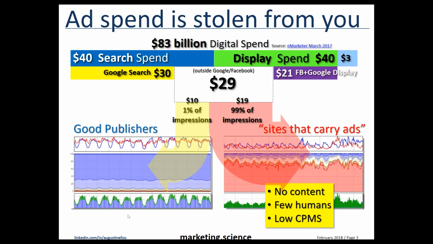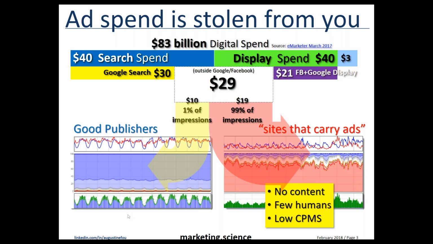Out of these, the search spend and the display spend, you'll see that Google takes up the majority of the search spend. That's the yellow. And on the right-hand side, you'll see that Facebook plus Google display again takes up the majority of the display spend. So outside of these two behemoths in the industry, there's about $29 billion left over out of the 83. That's being spent outside of Facebook and Google, and that's the pool that collectively the publishers in the room today, as well as the bad guys, are drawing from.